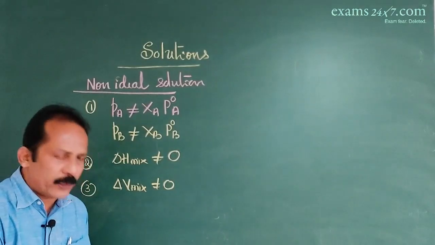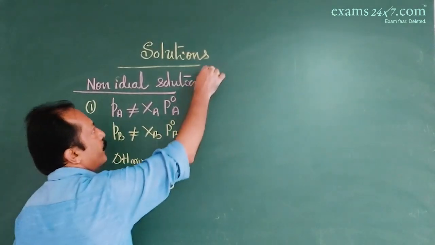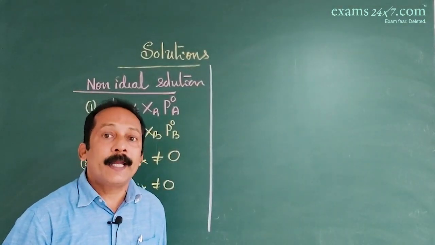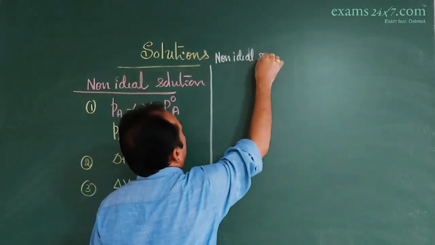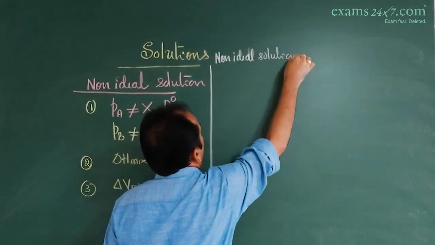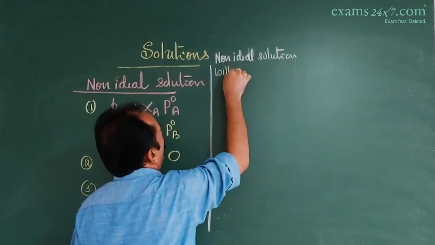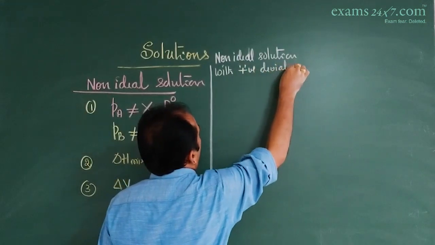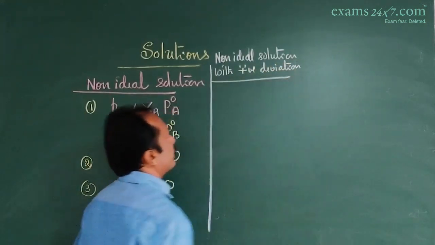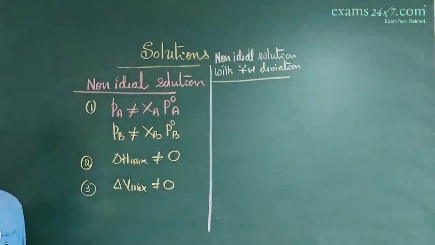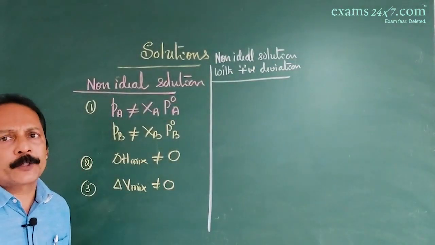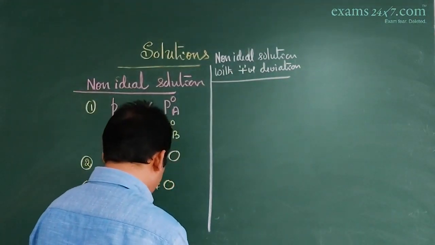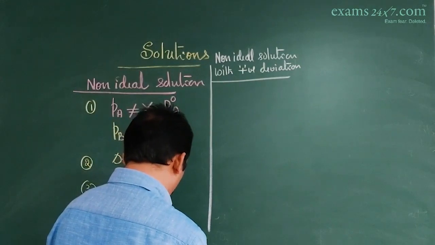These non-ideal solutions are further classified into two types: non-ideal solution with positive deviation and non-ideal solution with negative deviation from Raoult's law. First, we'll take examples for non-ideal solution with positive deviation.